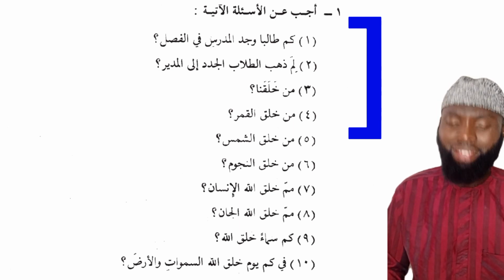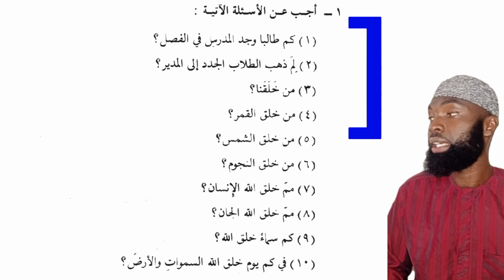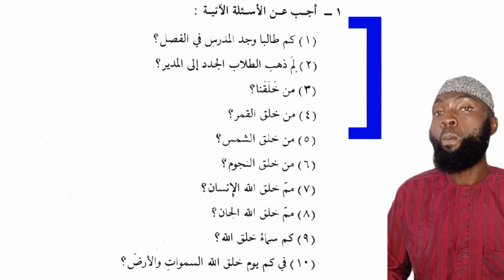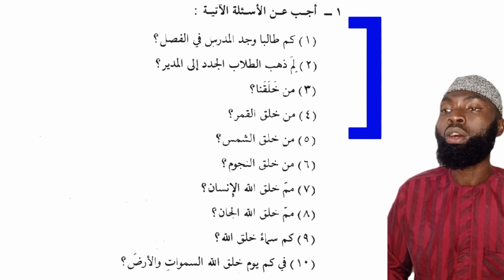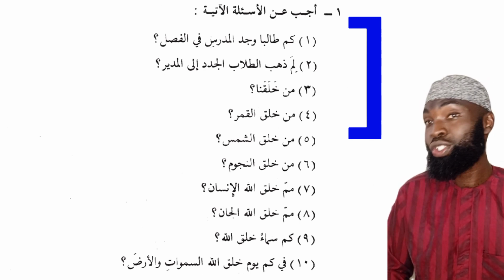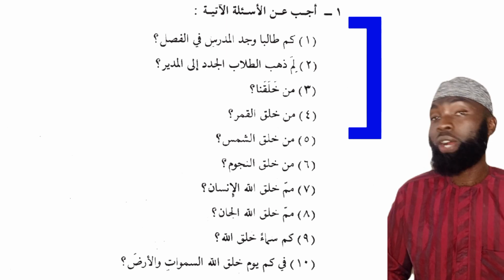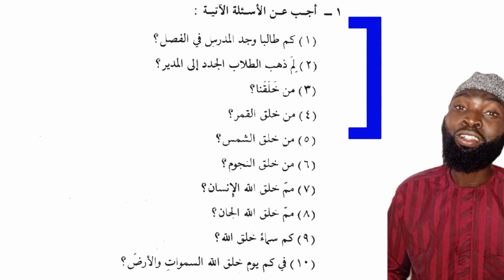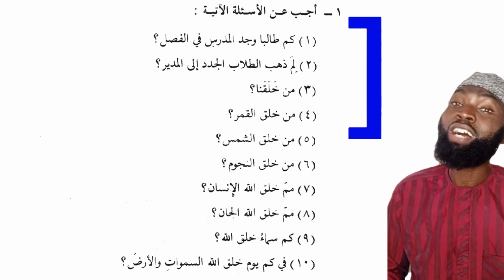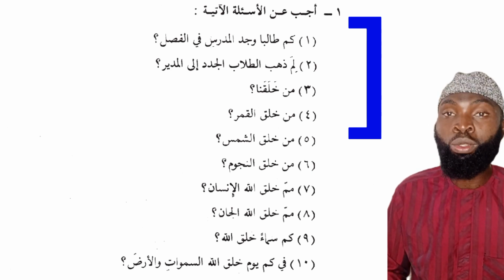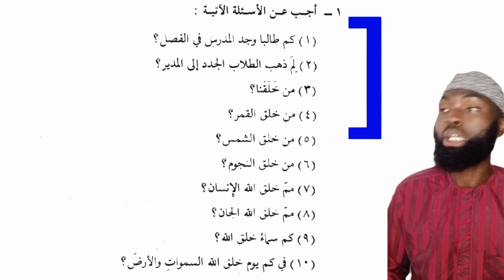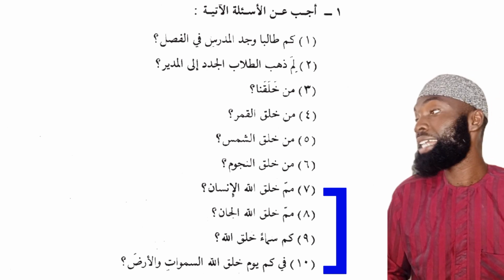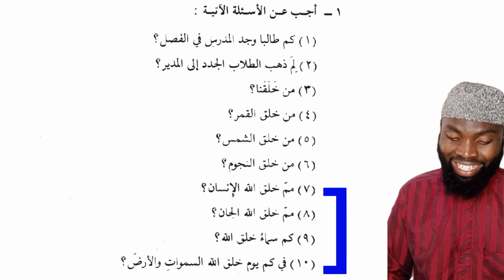Number 2, we have Lima dhahabat tullabul jududu ila al-mudir. Why did the new students go to the principal? We say dhahabu li'annahum ma wajadu asma'ahum fil qaima. They went to the principal because they could not find their names in the list. Next we say man khalaqana, who created us? We say khalaqana Allah, Allah created us. Man khalaqal qamara, who created the moon? Khalaqahu Allah. Man khalaqa ash-shams, who created the sun? Khalaqaha Allah. Man khalaqa an-nujum, who created the stars? Khalaqaha Allah. Allah created them.